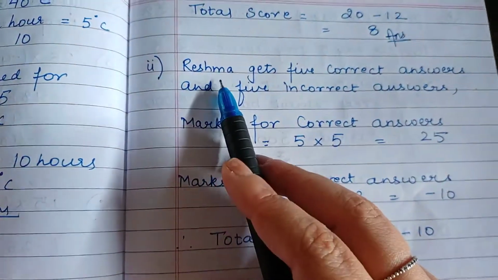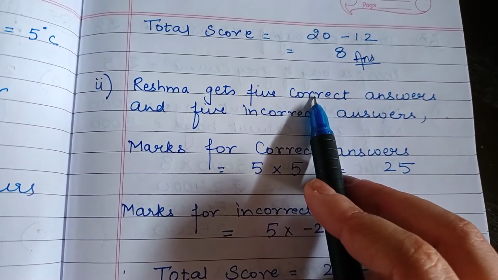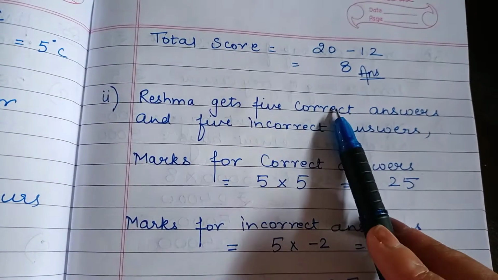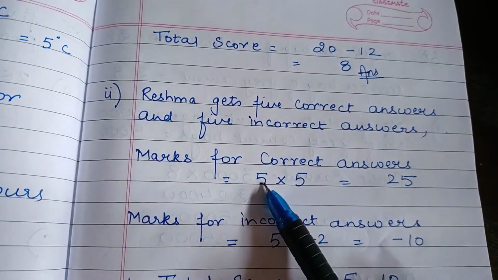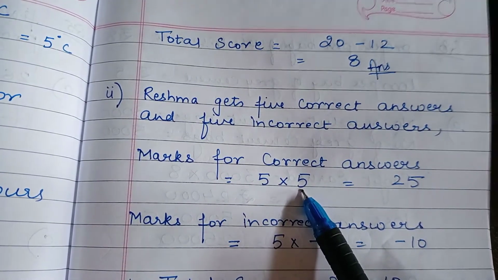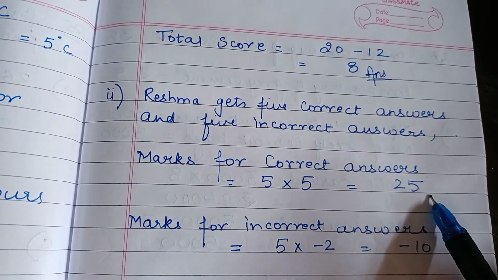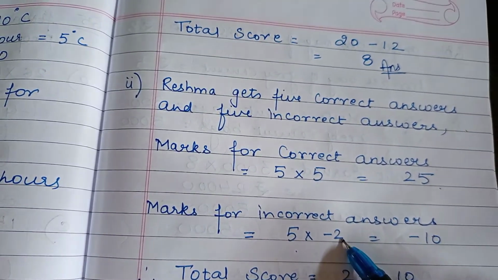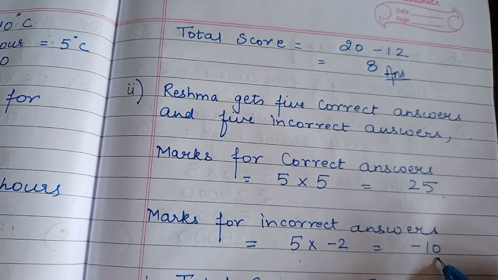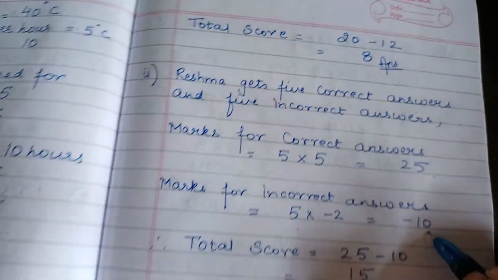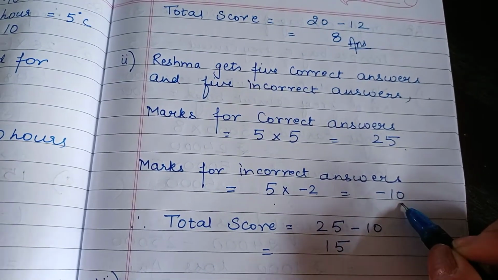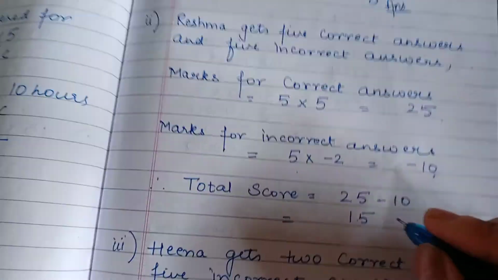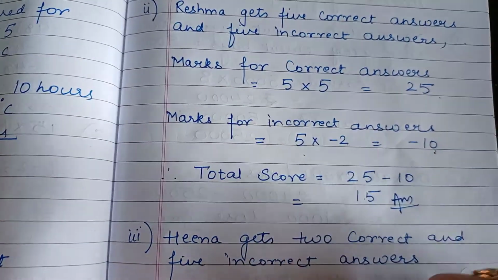Now in the second part they are saying Reshma gets 5 correct answers and 5 incorrect answers. So 5 correct answers at 5 marks each, total marks for correct answers is 25. Again 5 incorrect answers and minus 2 for each incorrect answer, therefore minus 10 for all incorrect answers. With this, for Reshma's total score, from the correct answers we'll subtract the negative marks, and we'll get that she scored 15 marks in her test.